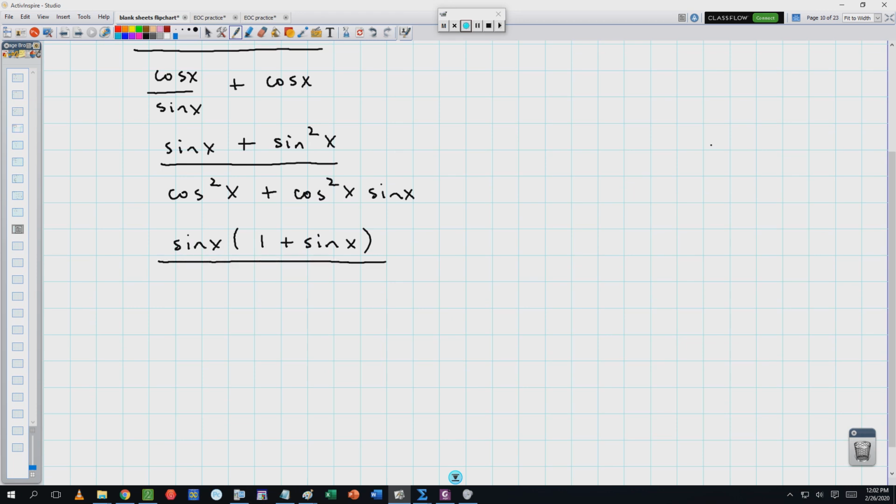On the bottom here, I'm going to factor out a cosine squared. And that'll leave me, excuse me, with a 1 plus a sine x. I'm going to cancel out those groups.